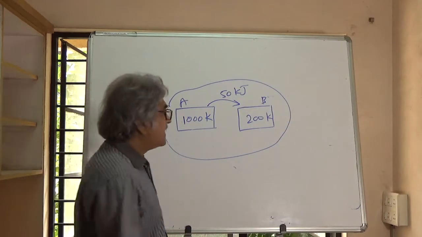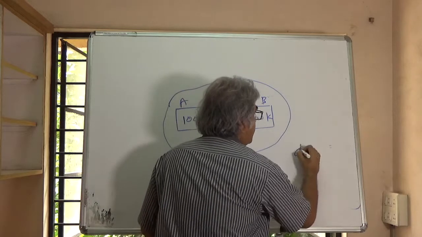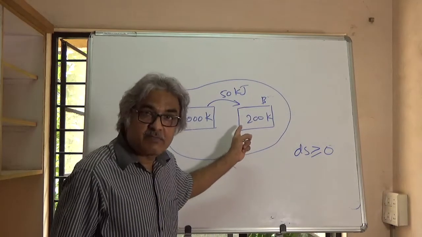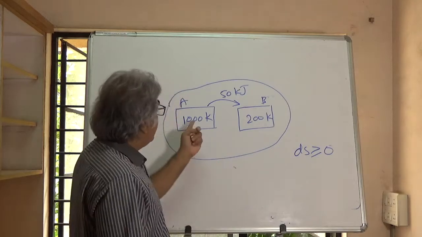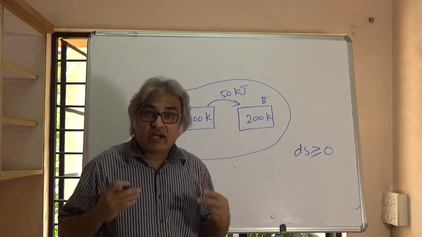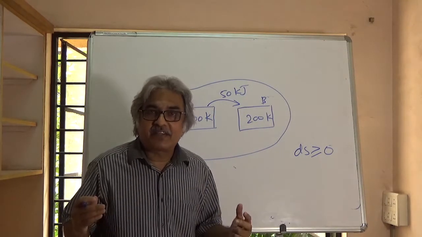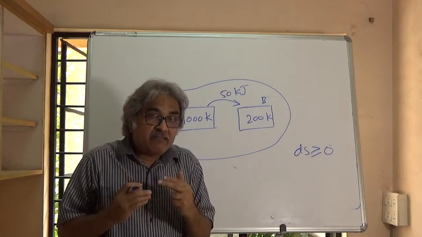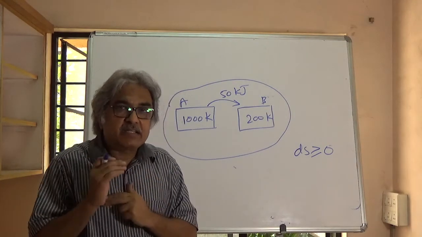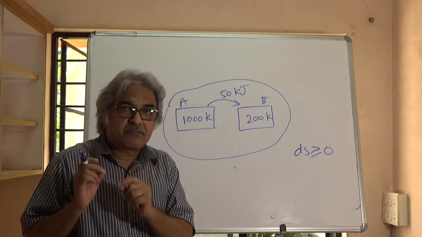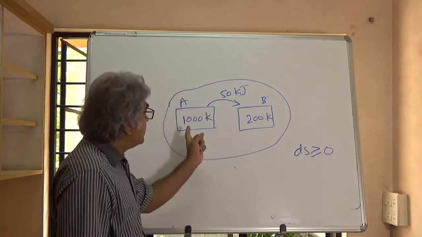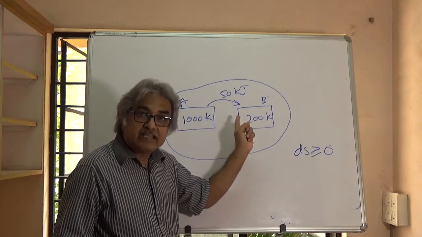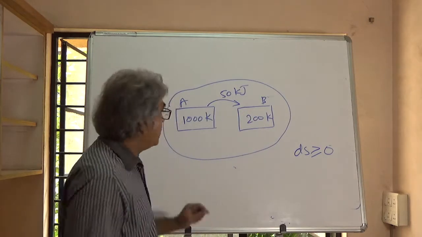Now you can immediately say that, because we know that dS is greater than or equal to 0, this process is an irreversible process. Why? Because the heat transfer is occurring across a finite temperature difference, not an infinitesimal one. If it were occurring across an infinitesimal temperature difference, that heat transfer process would have been reversible. But this is a finite temperature difference, so this is an irreversible heat transfer.